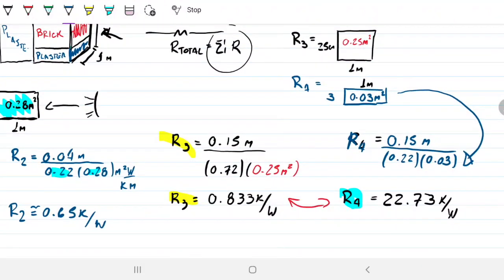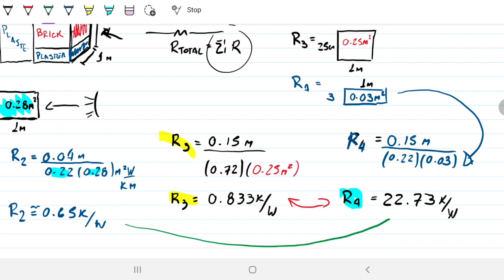Now, notice a couple of things to compare when we get to this point. Let's first compare R2 and R4. They're both plaster, they have the same K. But our R4 has way more thickness, and we know thickness is proportional to the resistance. And our R4 also has a way smaller area. So it's much harder for heat to go through the 0.03 meters squared than through the 0.28 meters squared. That's why the difference in resistance is so big between R2 and R4, in spite of them being the same material.